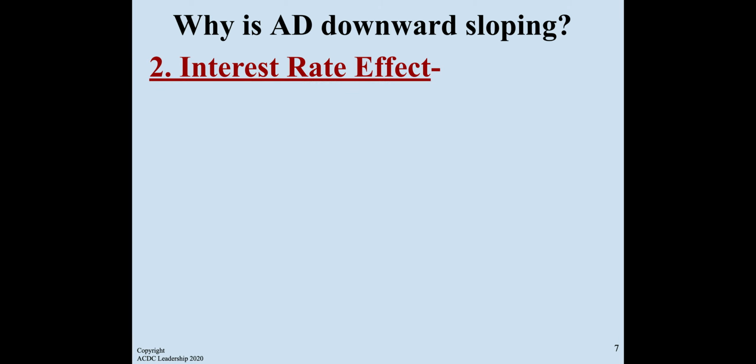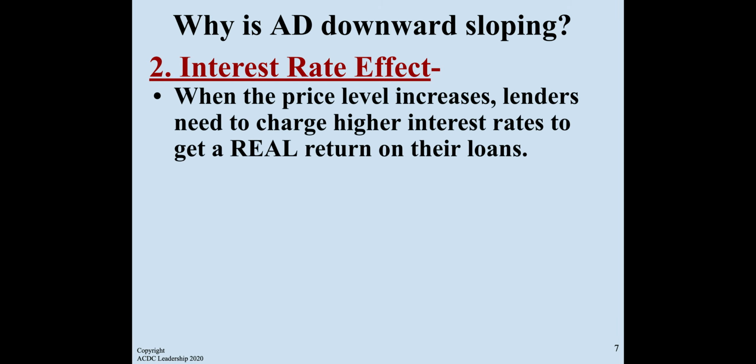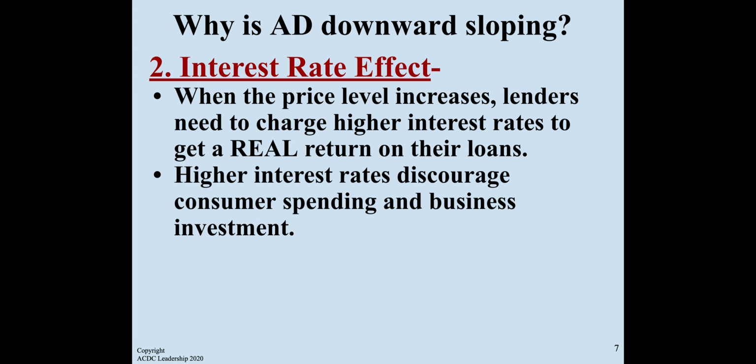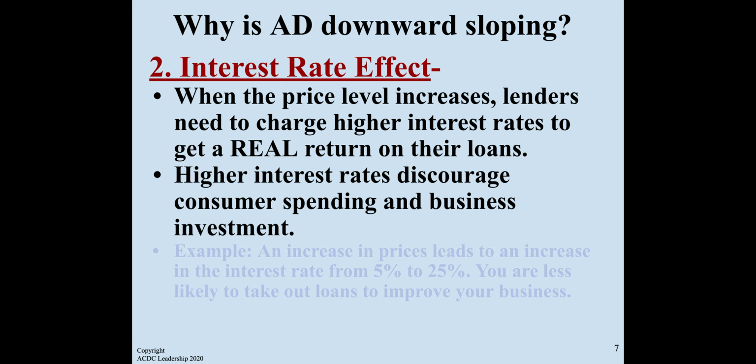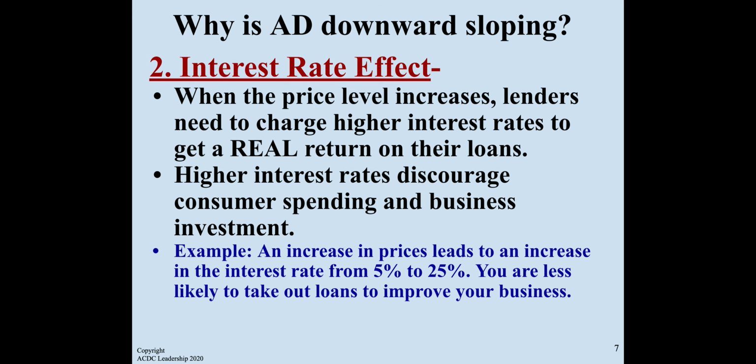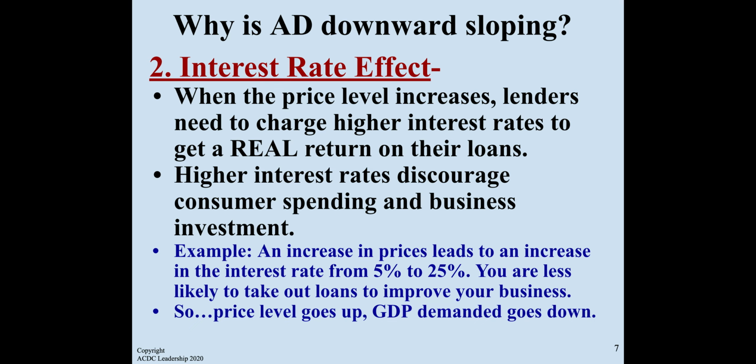Second reason why it's downward sloping is the interest rate effect. When the price levels go up, lenders need to charge higher interest rates to get a real return on their loans. Higher interest rates discourage consumer spending and business investment. An example, if there's an increase in price leading to an increase in interest rate from 5 to 25%, you are less likely to take out a loan from a bank to improve your business because now you're paying 25% interest instead of 5%. Therefore, the price level goes up and the GDP demand goes down.